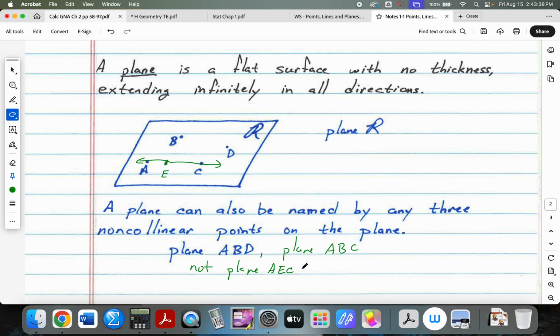But if I add point B up here, if I say plane ABC, can I make this green plane go through A and B and C all the time without it being just flat on top of this one? No. That's why it needs to be three non-collinear points to name the plane.